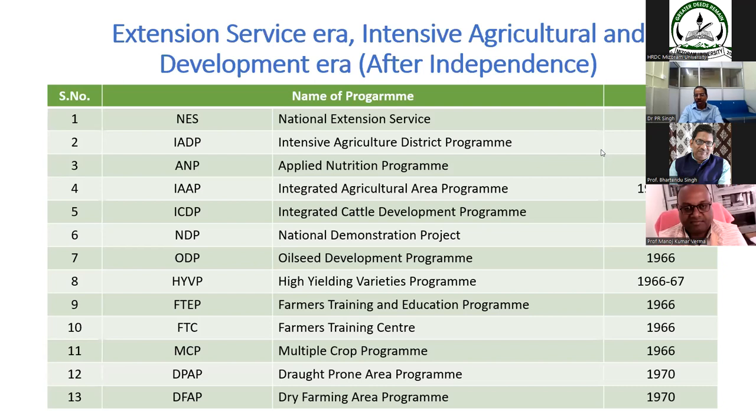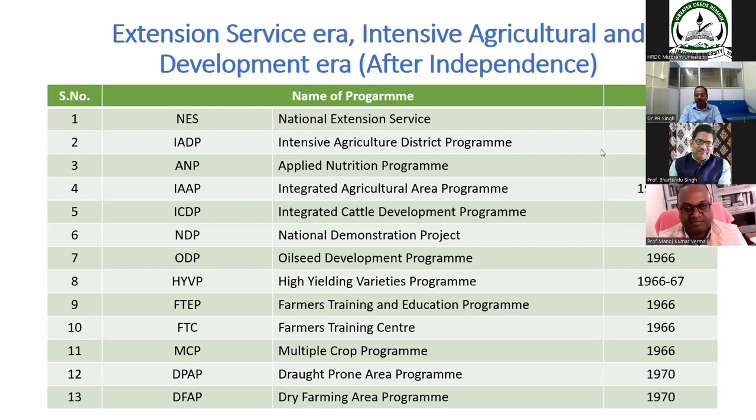Just like intensive agriculture, then integrated agriculture, then the integrated rural development program started in 1964, then national demonstration. All these things are related with agriculture, because agriculture gives the major emphasis on rural development. At that time, so many education programs also started, but that education program is related with the urban and rural areas both. But this program is related with the rural areas.